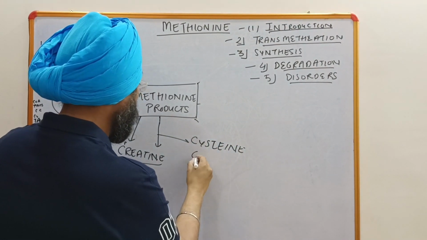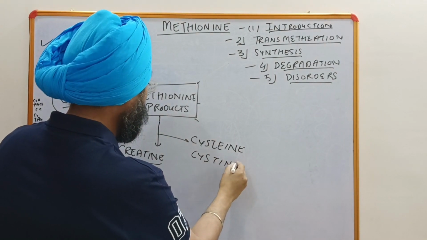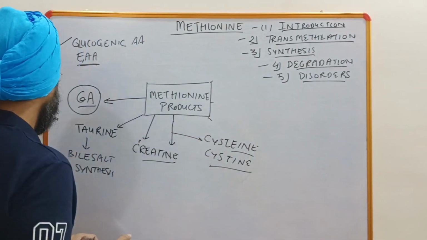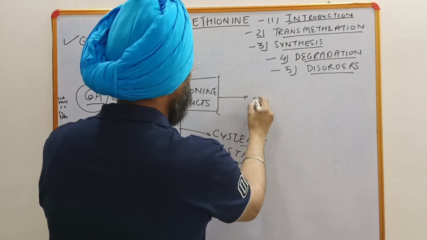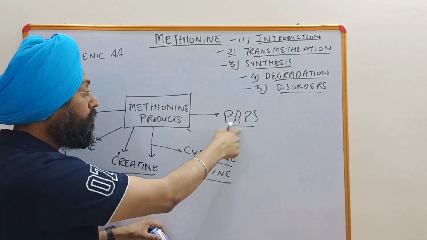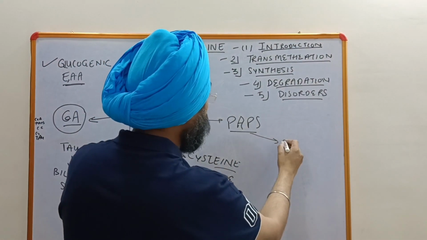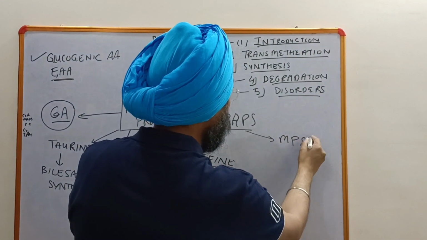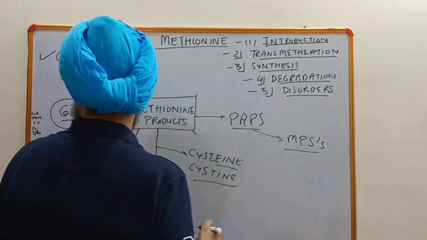It is also used in the synthesis of cysteine and cystine, right? Then it is also used for the synthesis of PAPS, phosphoadenosine phosphosulfate, that is used for the synthesis of mucopolysaccharides, right?